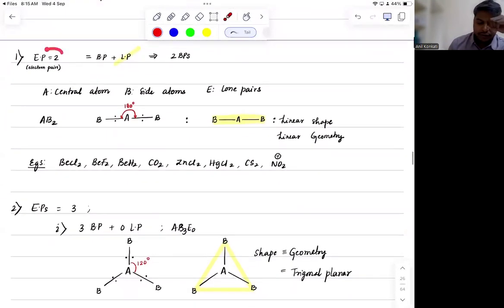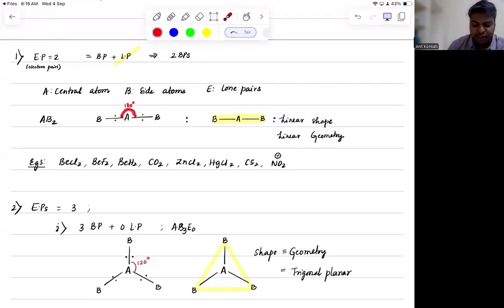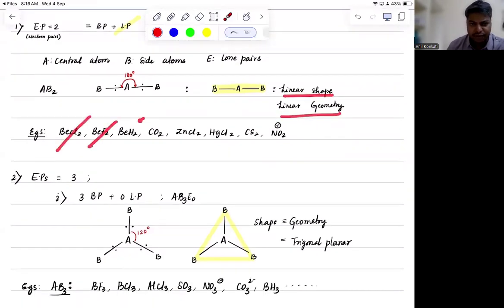See, if you have electron pairs as two and there are no lone pairs, so only two bond pairs are there. One is a central atom, the other two are side atoms. The most convenient way to minimize the repulsion is to keep them opposite to each other, at a 180 degree angle. So AB2 is a linear shape and linear geometry. These are the examples: BCl2, BF2, BH2, CO2, ZnCl2, HgCl2, CS2, NO2+, and so on.